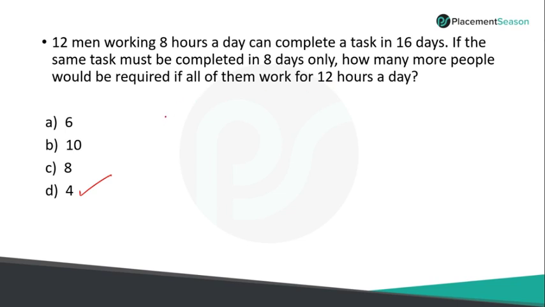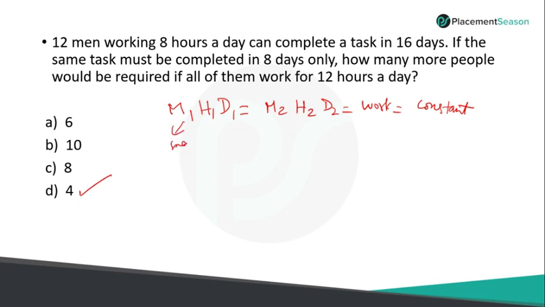So when you read the question, if you put your preparation well, you should be able to figure out this particular formula. Work is constant. Since the work is constant, I can equate both the cases. M1 H1 D1 is equal to M2 H2 D2. M1 represents the number of men, H1 the hours, and D the days.